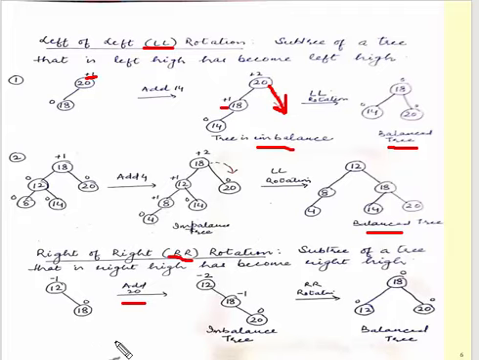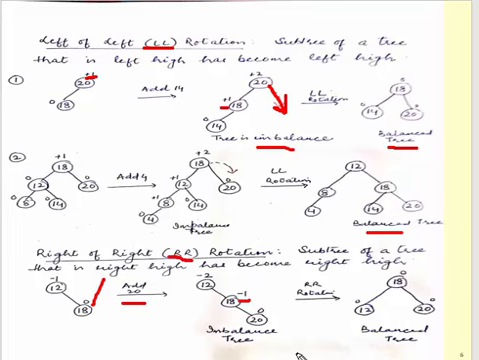So this is called right of right. Why? Because we are talking about the subtree of a tree. This tree was already right high, but after adding a node, this 20, this subtree has also become right high. Just see, it was previously 0, now it has become RH, right high. Okay, so this is right of right.